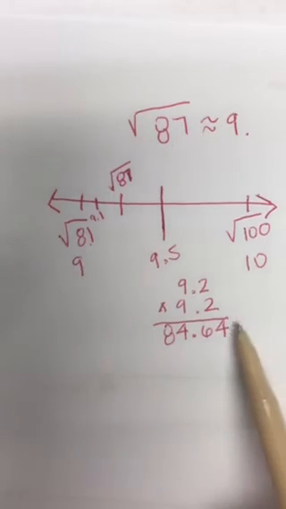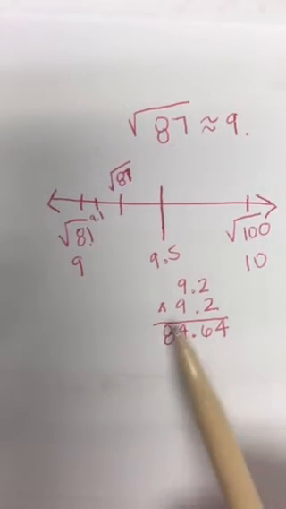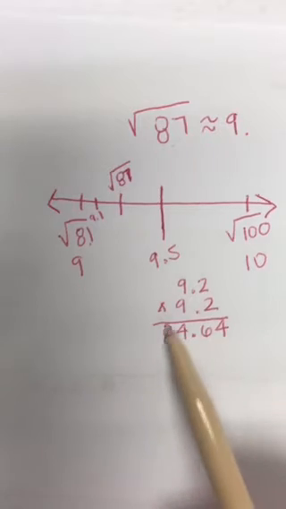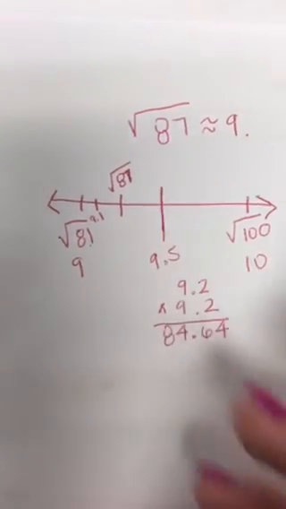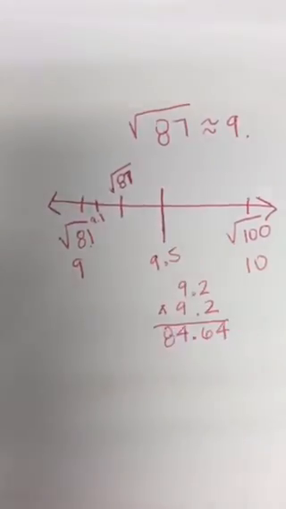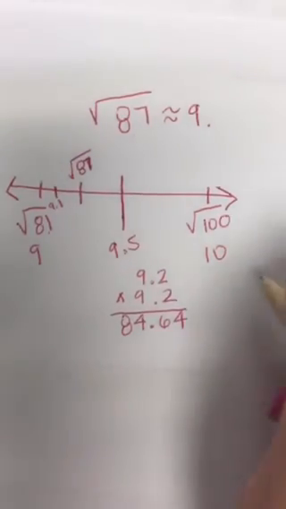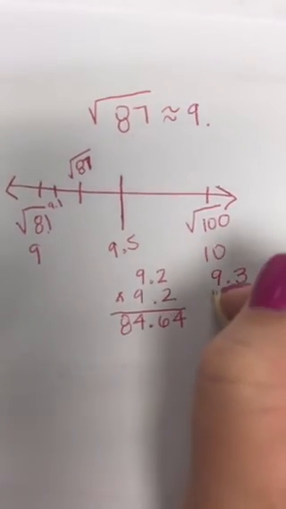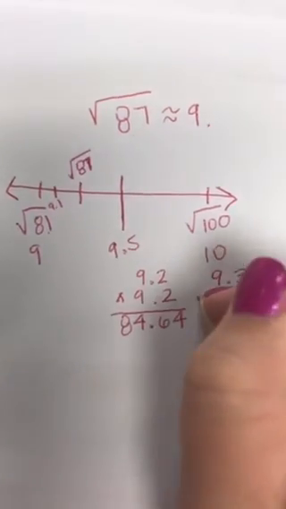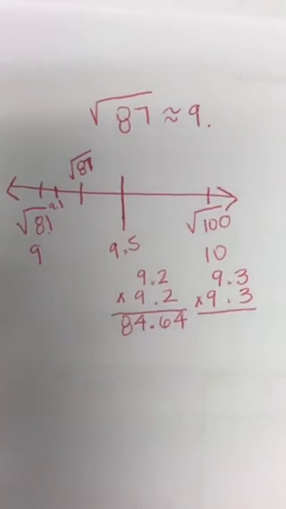So I look at the product. This was my product for multiplying my guess, and I got 84.64. Since that is less than what I'm looking for, 84.64 is less than 87, I'm going to check a number higher than that. I'm going to go up one more tenths place. So I'm going to check 9.3, and let's see if I get close enough to that one.